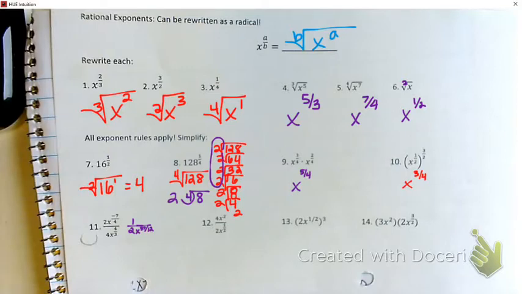Number 12. First step. Let's do something with that 4 and 2. What am I going to do with the 4 and the 2? Divide. So 4 divided by 2 is 2. And then I'm going to do what with the exponents? Subtract them. So 2 minus 1/2. I think you get 3/2. And it's positive, so it stays on top and doesn't have to go to the bottom.